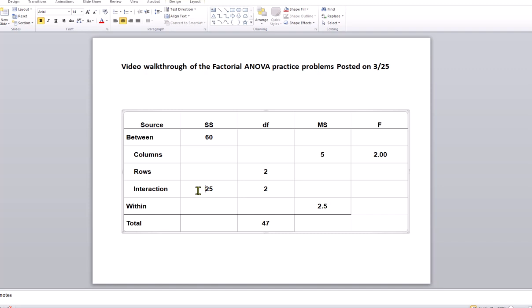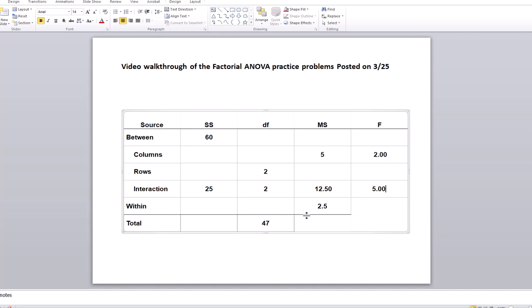So what we're going to do is take the interaction sum of squares of 25, divide that by 2, and that number goes here, and that is 12.5. So far so good. And then we can also get the F-test result for the interaction effect, where that's 12.5 divided by 2.5, and that gives us 5. So now we've got a few different pieces of information in, but we're sort of stuck.